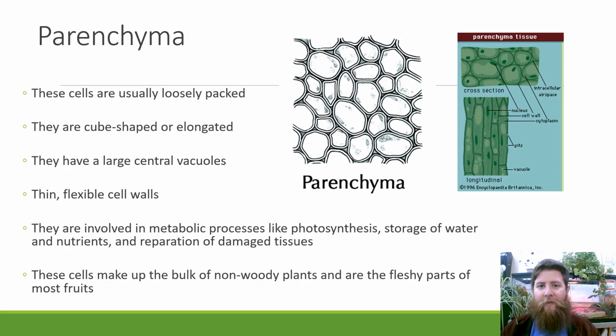Parenchyma, these are loosely packed cells. They're roughly cube-shaped or elongated. They have a really large central vacuole. They have thin, flexible cell walls. And because of this, they take part in metabolic processes, things like photosynthesis, things like storage of water and minerals and nutrients, and they help repair damaged tissues. They make up the bulk of non-woody plants and the fleshy parts of woody plants.